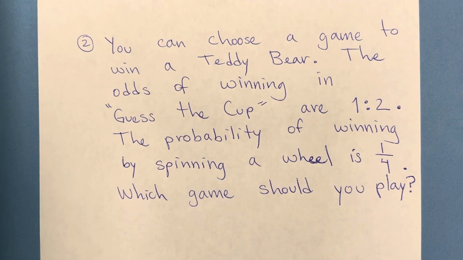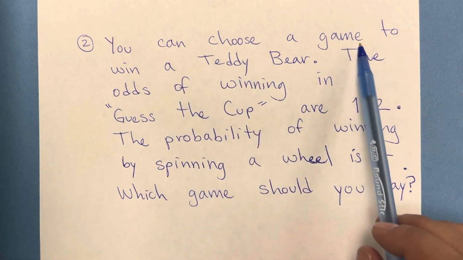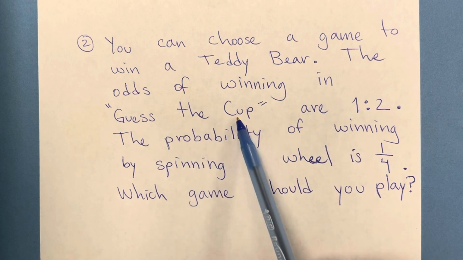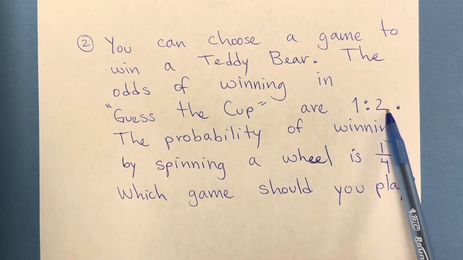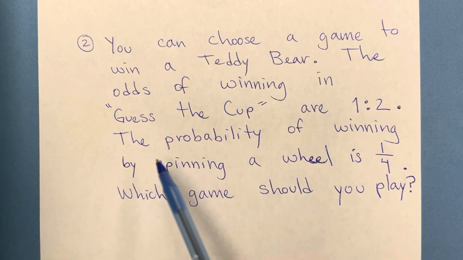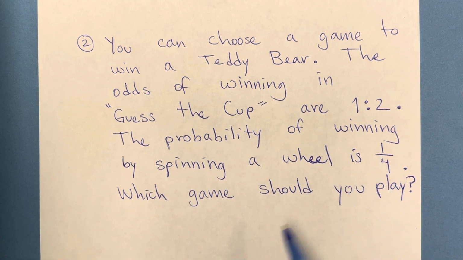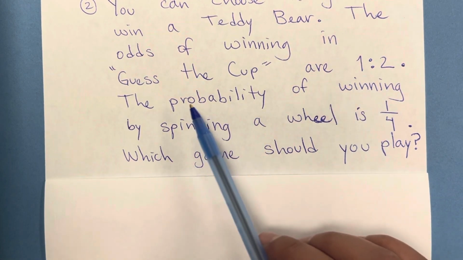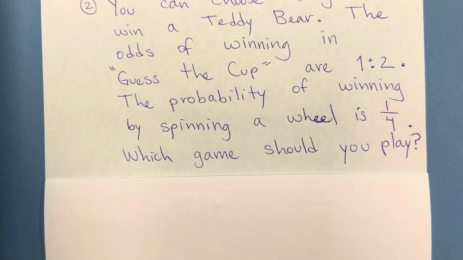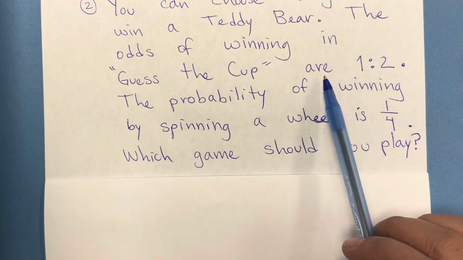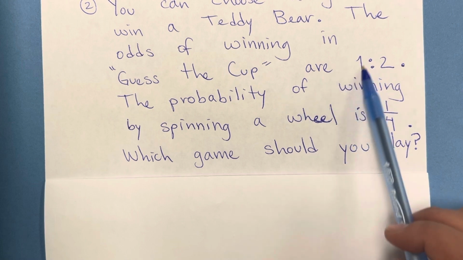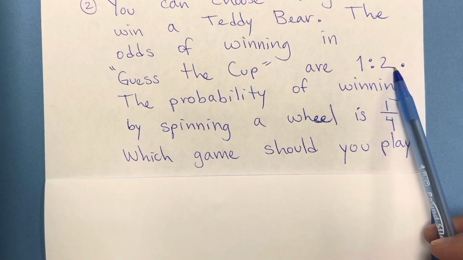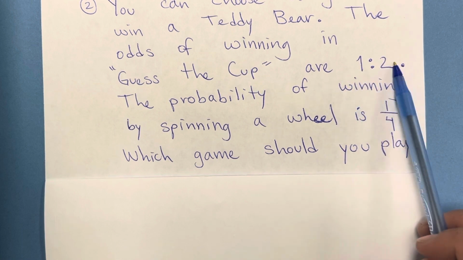Okay, now number 2 says, you can choose a game to win a teddy bear. The odds of winning in Guess the Cup are 1 to 2. The probability of winning by spinning a wheel is 1/4. Which game should you play? So one thing that we have to have in mind is that, as we read in the vocabulary, the odds is when you compare the favorable possibilities of winning to those of not winning.